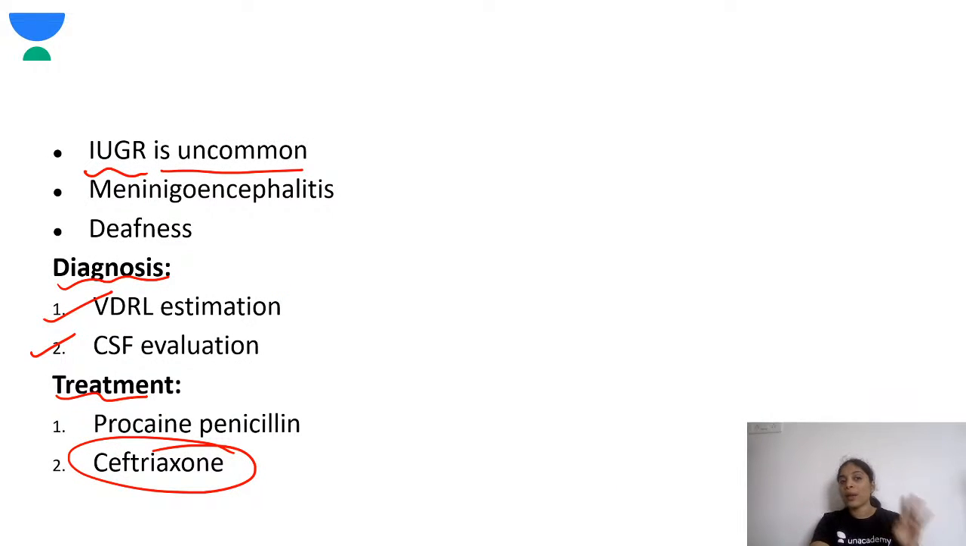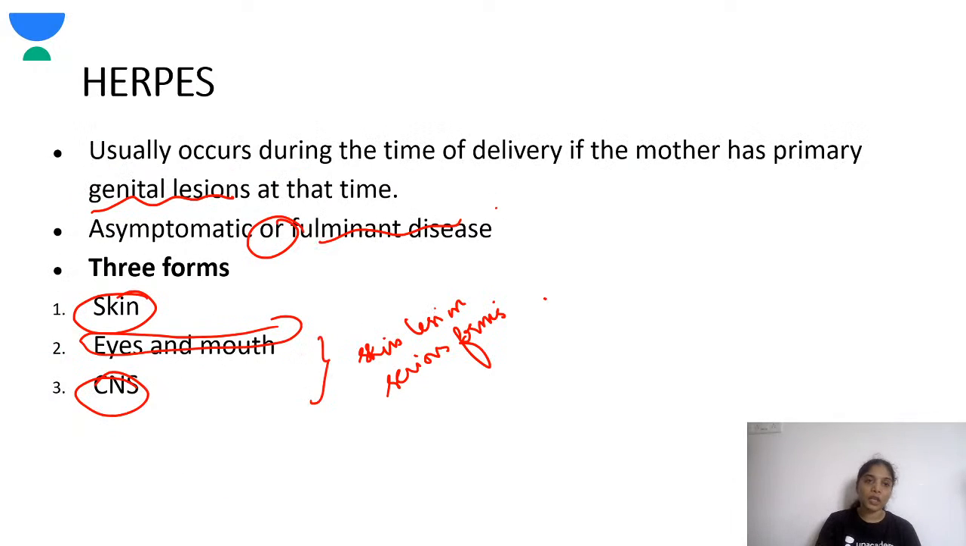Diagnosis is by VDRL estimation, and you compare with the maternal serum levels. Also a CSF analysis is very important. Treatment is by procaine penicillin, and if procaine penicillin is not available, you can go for ceftriaxone.